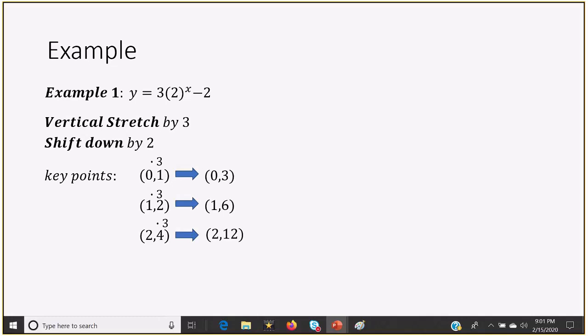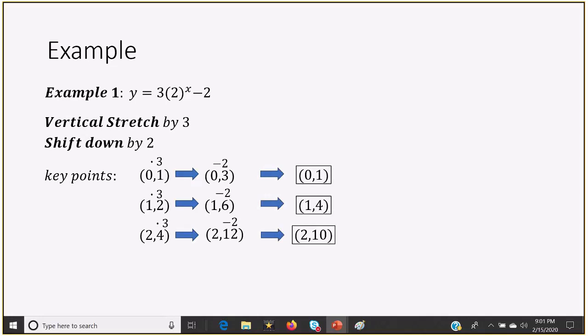I'm shifting down by 2, and down is also going to be applied to the y values. So I'm going to subtract 2 from each of my y values. So my first point now becomes 0, 1, my second point becomes 1, 4, and my third point becomes 2, 10.